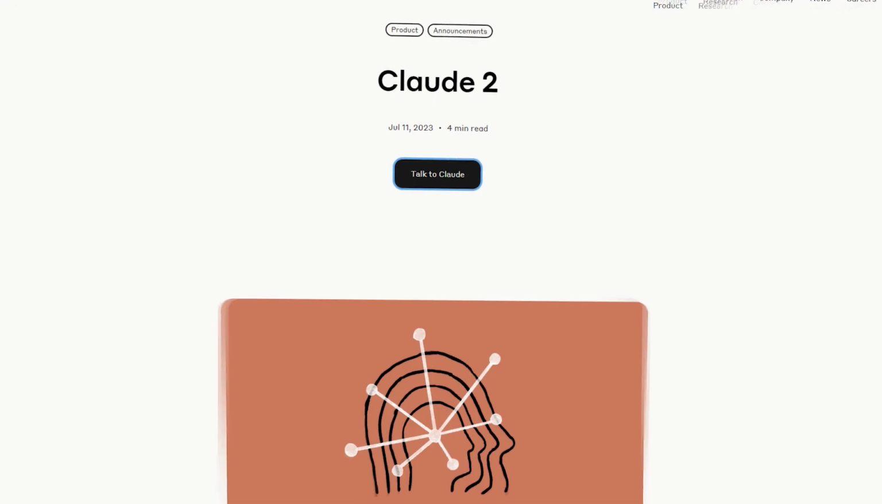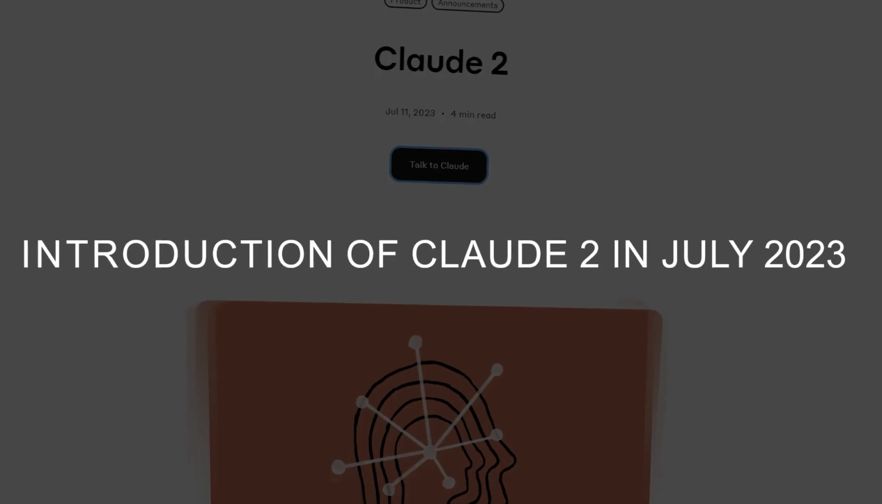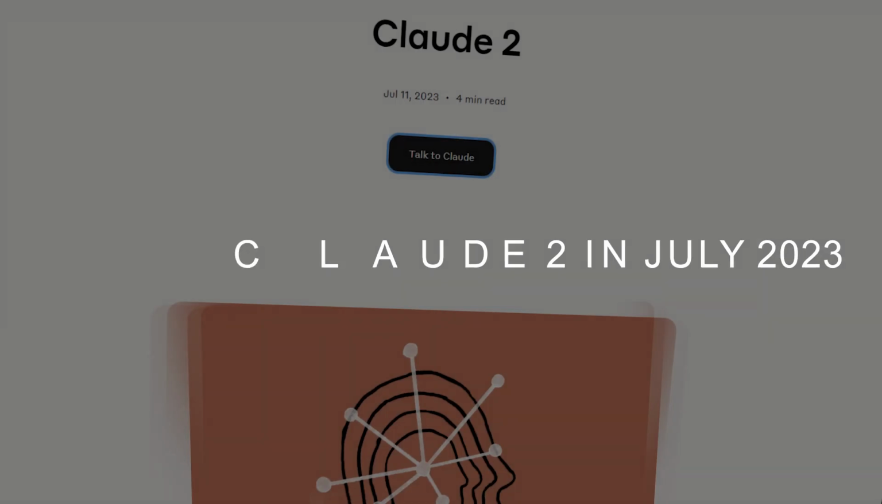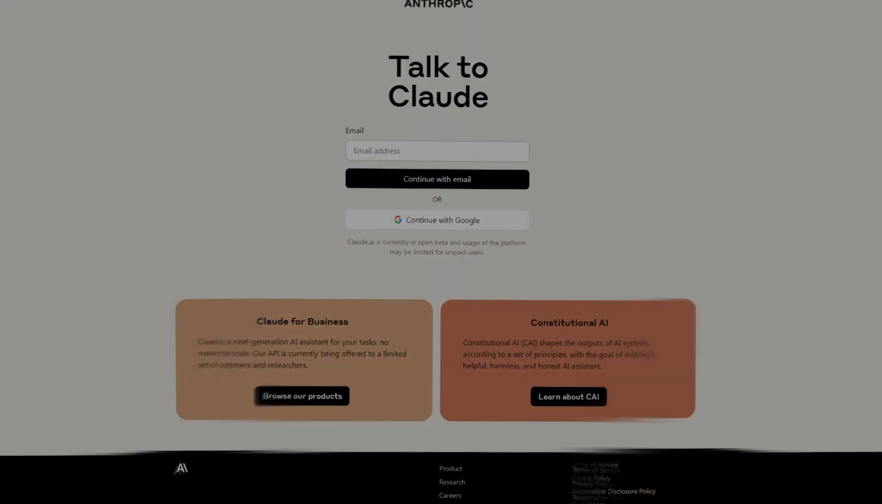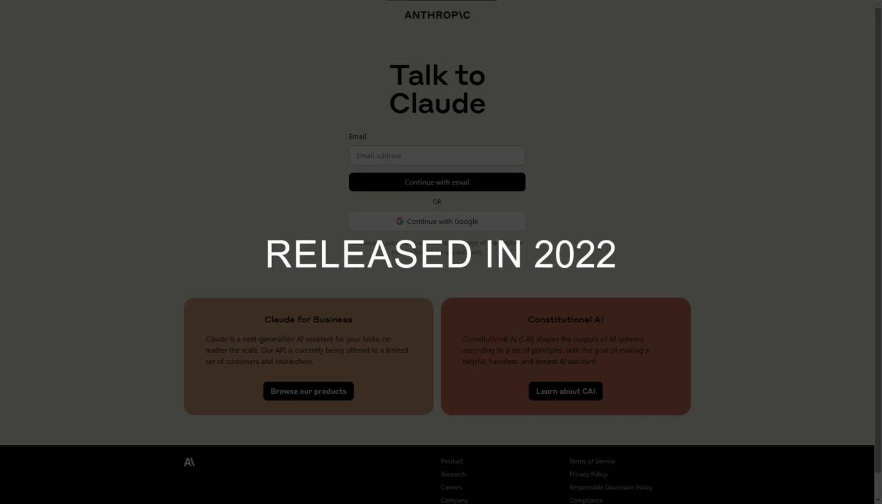You might also remember Anthropic for the introduction of Claude 2 in July 2023. Anthropic released Claude 2, a new version of its large language model Claude, which was released in 2022.